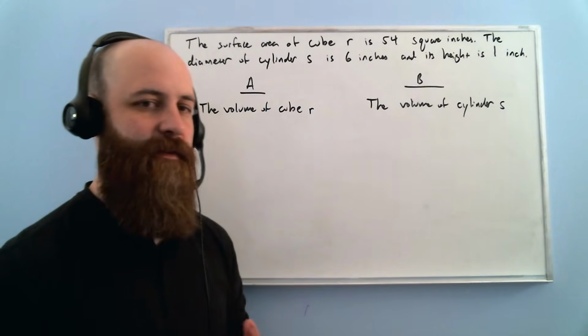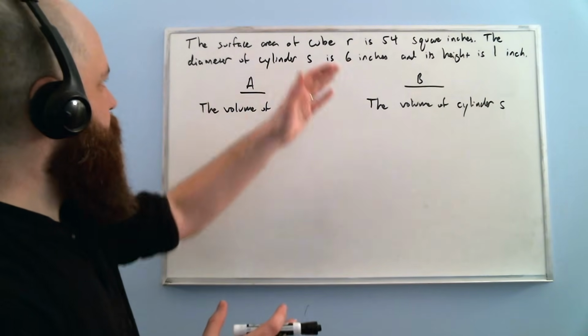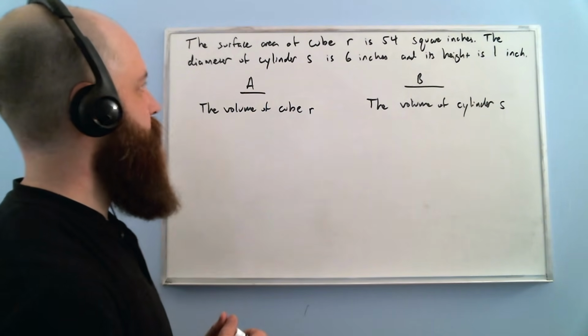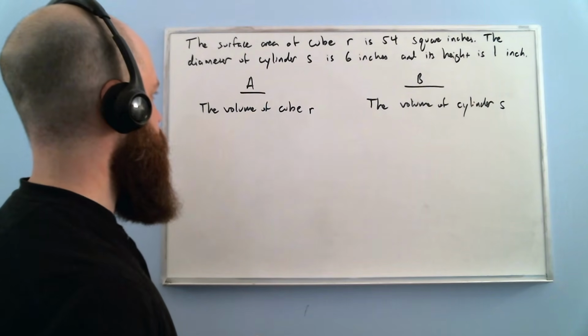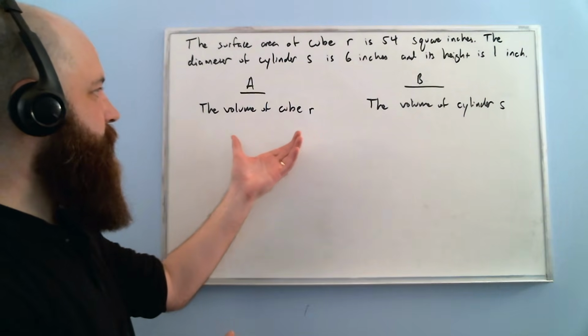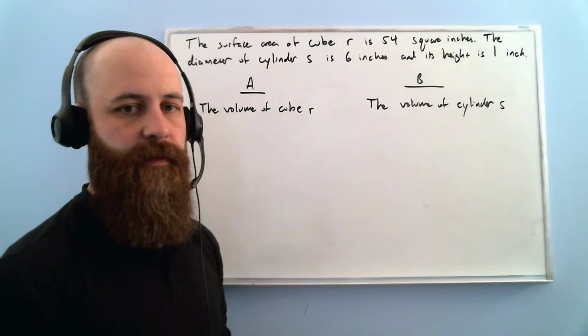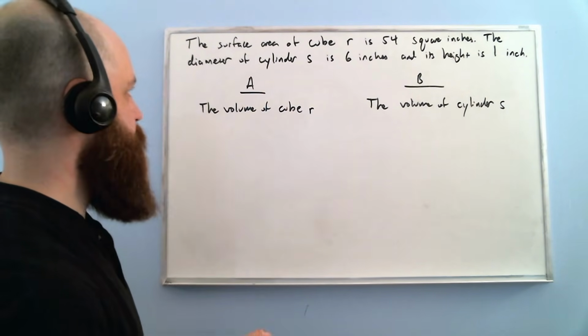All right, got a quantitative comparison question here. The surface area of cube R is 54 square inches. The diameter of cylinder S is 6 inches and its height is 1 inch. Which is bigger, quantity A, the volume of cube R, or quantity B, the volume of cylinder S?